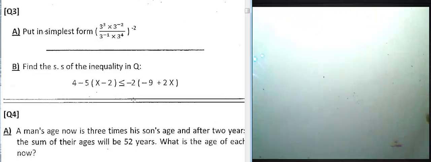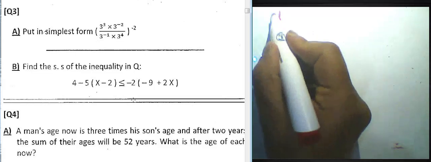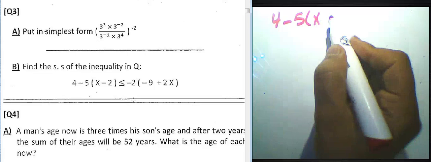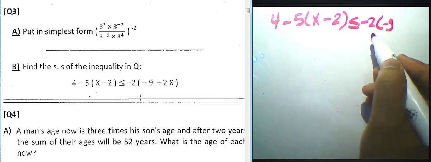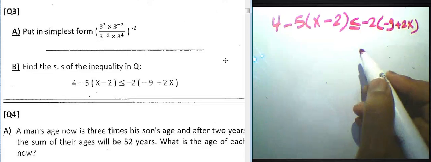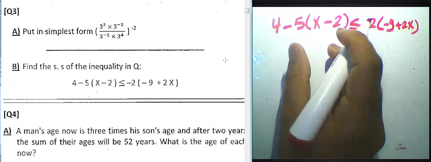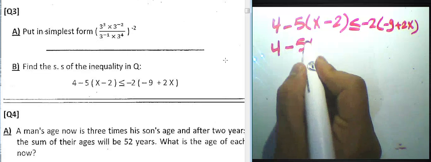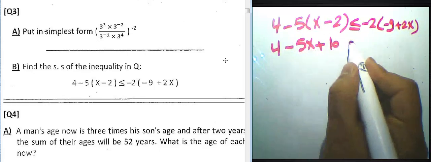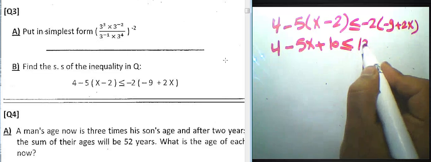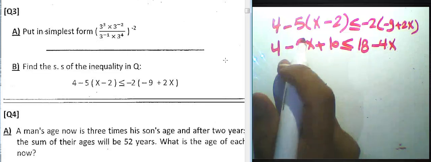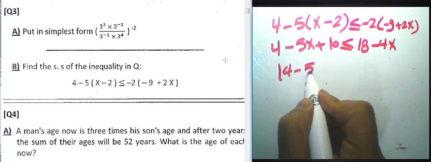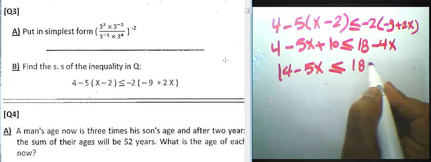Question letter B. Find the solution set of this inequality: 4 minus 5 multiplication x minus 2 less than or equal to negative 2 multiplication by negative 9 plus 2x. Look here, the sign is changed in the parentheses, right? 4 minus 5x plus 10, because negative times negative equals positive, less than or equal to negative 2 times negative 9 equals 18, negative 2 times 2x equals negative 4x. We must simplify it: 4 plus 10 equals 14, minus 5x less than or equal to 18 minus 4x.